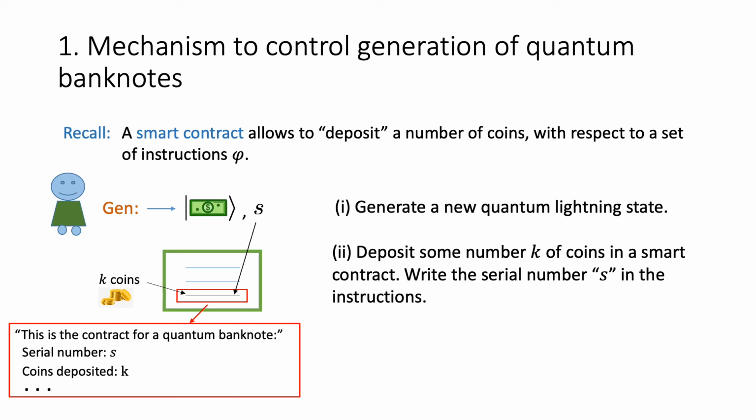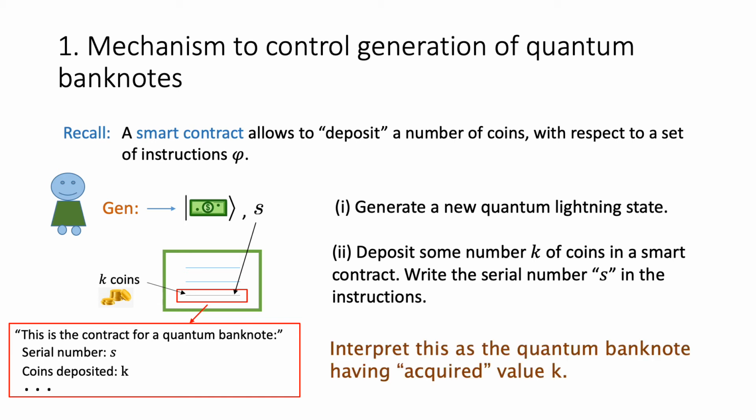So in essence, in order for the quantum banknote to be considered valid, its serial number has to be registered on the blockchain and backed by some coins deposited in the contract. Okay, so we can interpret this as the quantum banknote with serial number S having acquired value K as a result of this process.